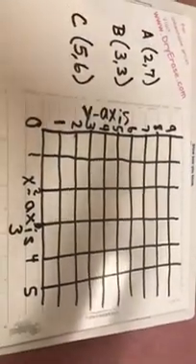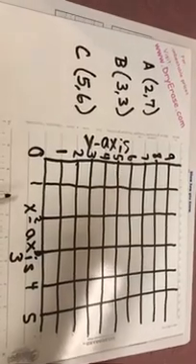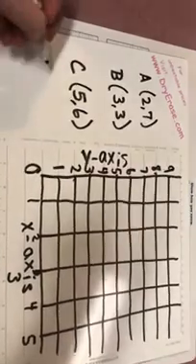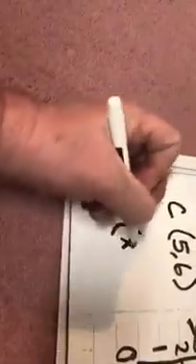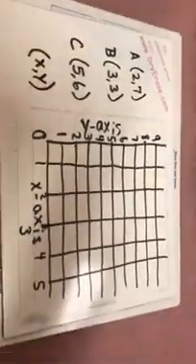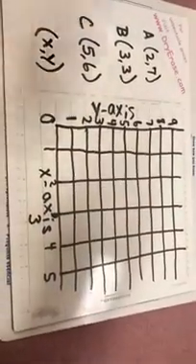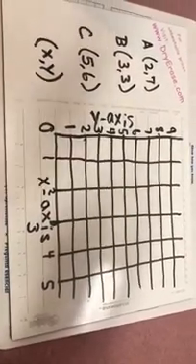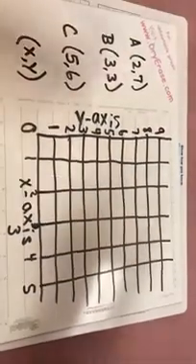So let's start with A. It doesn't really matter what order we do them in, but we may as well show that we know the alphabet. Let's start with A, and we're going to go to (2, 7). Now remember, when I write an ordered pair, and I'm going to write it down here for you again, it's always X, Y. So it's the X coordinate first, the Y coordinate second.